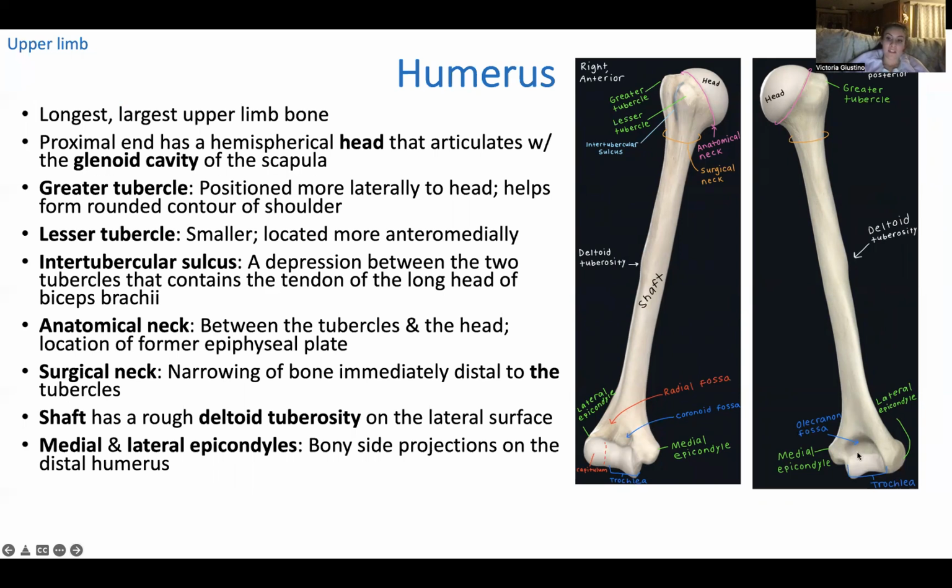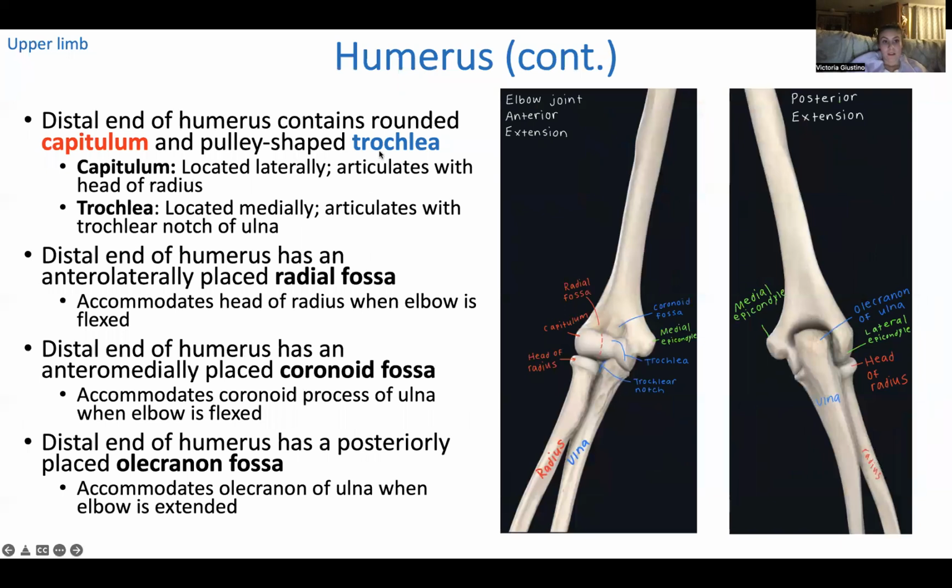And the olecranon fossa is going to accommodate the olecranon, which is the bony tip of your elbow, which is part of the ulna when your forearm is extended. So the olecranon, you can literally feel it kind of moving into that olecranon fossa. This pretty much just summarizes what I just said, but here you can see the head of the radius articulated with the capitulum, and the trochlear notch of the ulna fits perfectly into the trochlea there.